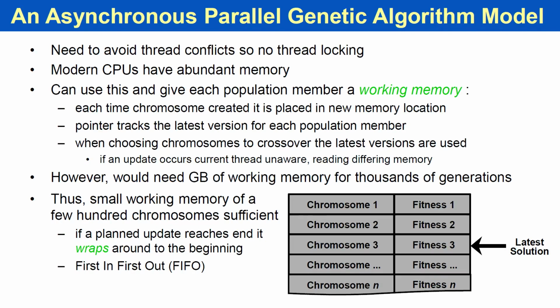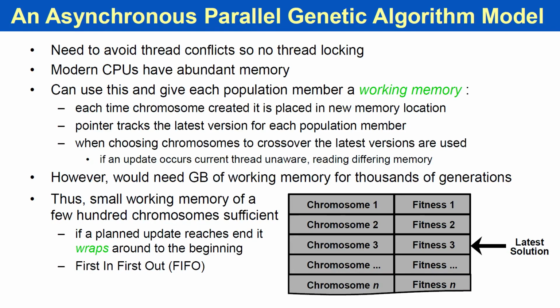However, if we were to do this for every single generation, if we were running for 50,000 generations, say, we would need gigabytes, which is even beyond what CPUs have. So we need a smaller amount of working memory, so a few hundred chromosomes should be sufficient, depending on how many threads you've got and how big your population size is. And if a planned update would reach the end of this working memory, it wraps around back to the beginning and starts again, so a first in, first out. That's why we use several hundred here, because it prevents one thread getting several hundred generations ahead. It shouldn't really be an issue in that case.